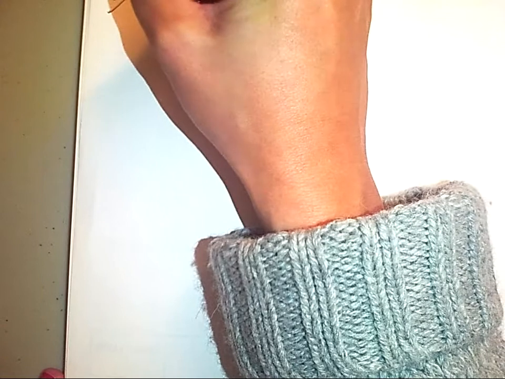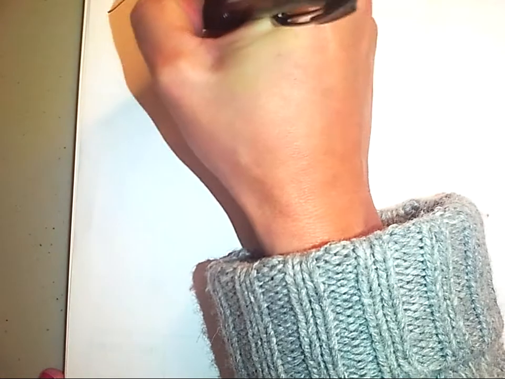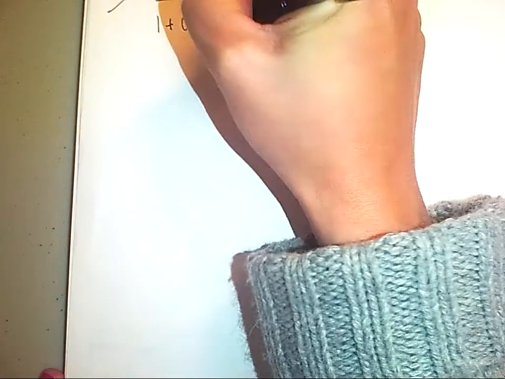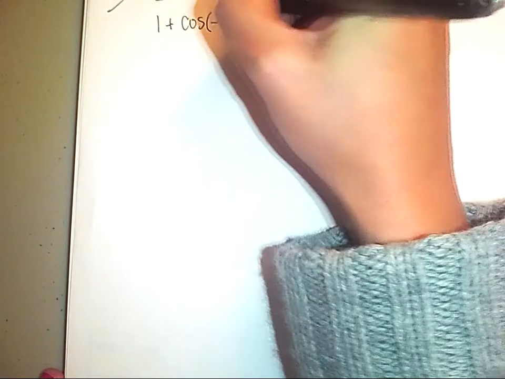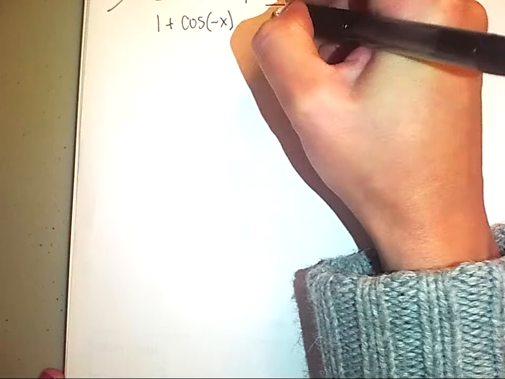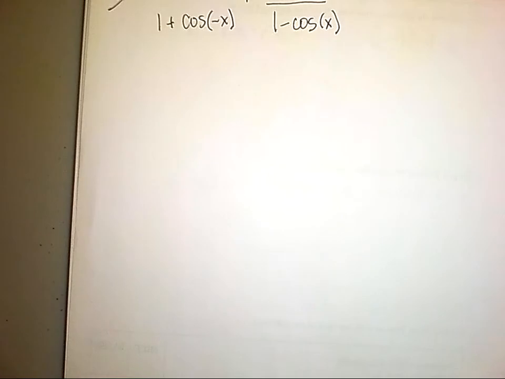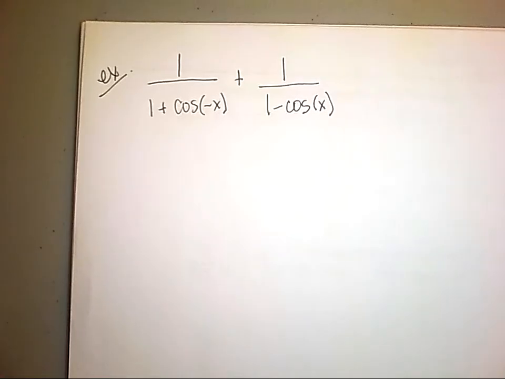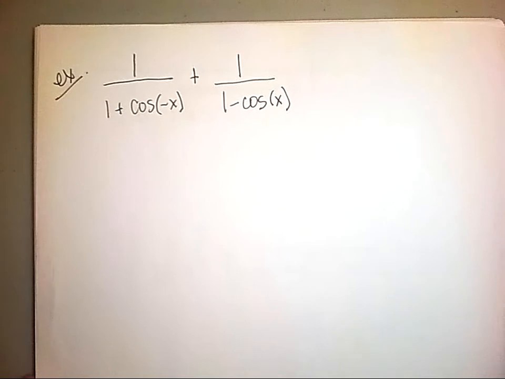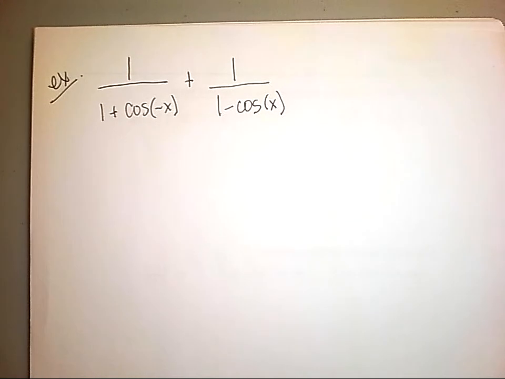Okay, so let's simplify this one. If we had 1 over 1 plus the cosine of negative x, and we add 1 over 1 minus the cosine of positive x. Okay, so this is our job. We need to simplify this. Well, when you're given a fraction, we're going to have to add fractions. That's what we're going to have to do.